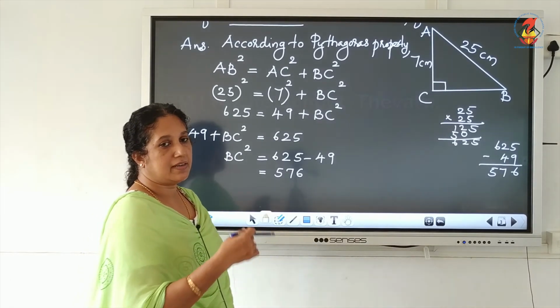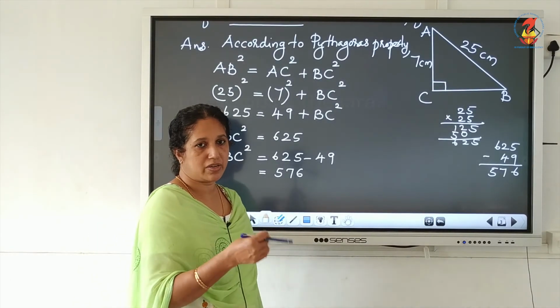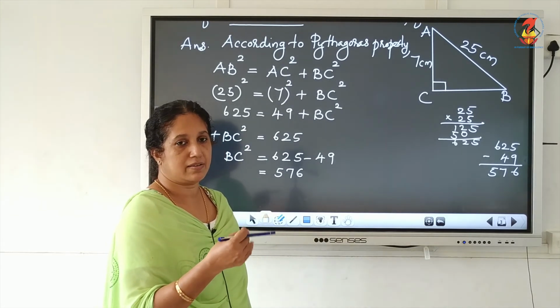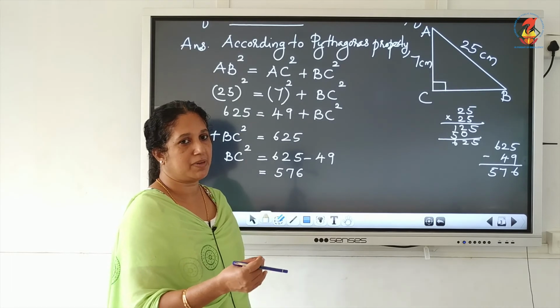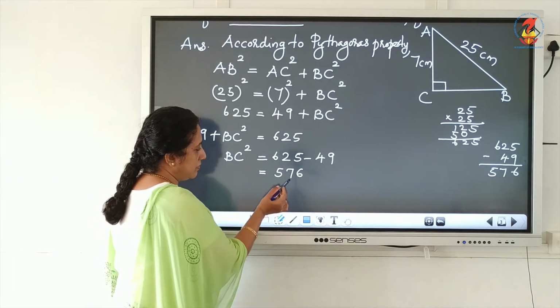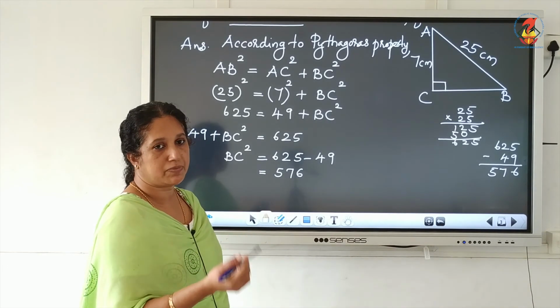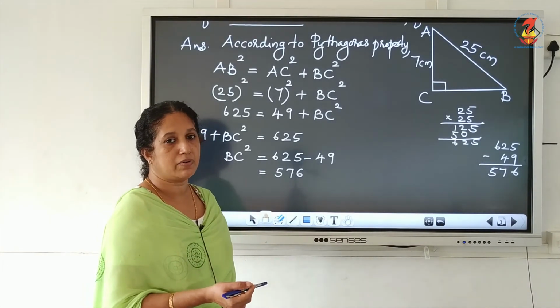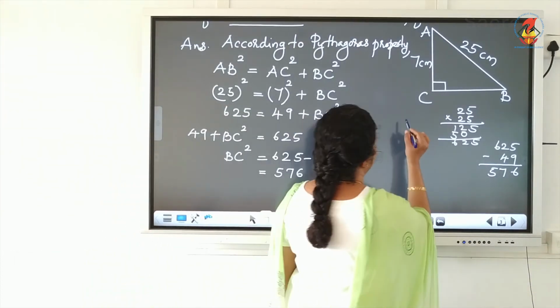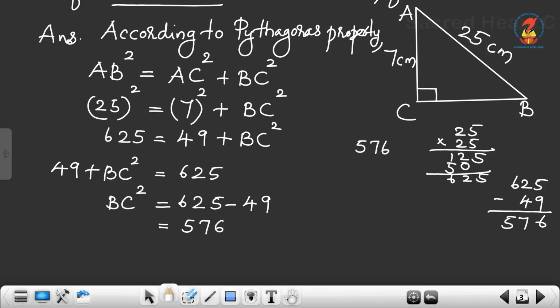If you want, you can learn the squares: 1 square 1, 2 square 4, 3 square 9, 4 square 16, like that. But it is very difficult to remember the values. Suppose if you want to find out 576 is the square of which number, we can use the prime factorization method. Now 576. You can start with the 2. 2 2s are 4.